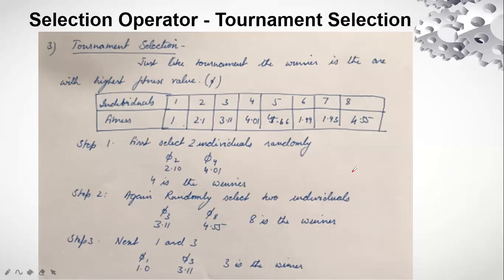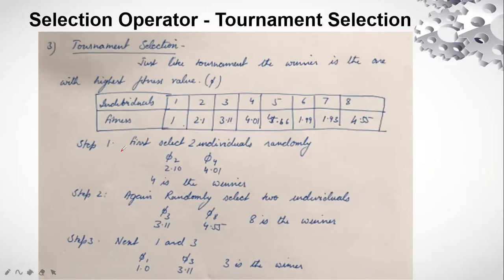So out of 6, we can select 3 teams, and then again these 3 teams can have the match together, right? So 1 and 2 can have the match, and again the winner can have the match with the third. So this is how the tournaments work, and then we get the final winner. So this is how the tournament selection is done here, and in the same way we do it with chromosomes. We have these individuals. Let's say we have 1 2 3 4 5 6 7 8, and these are the fitness values: 1, 2.1, 3.11, 4.01, and so on and so forth.